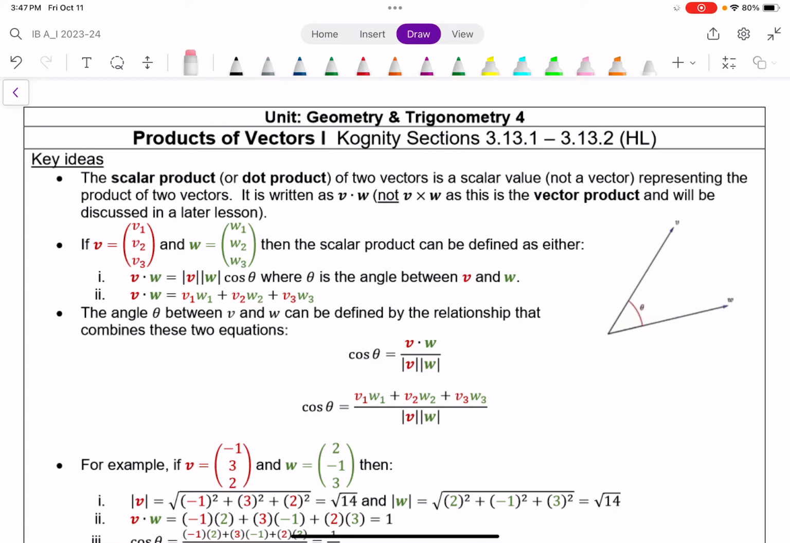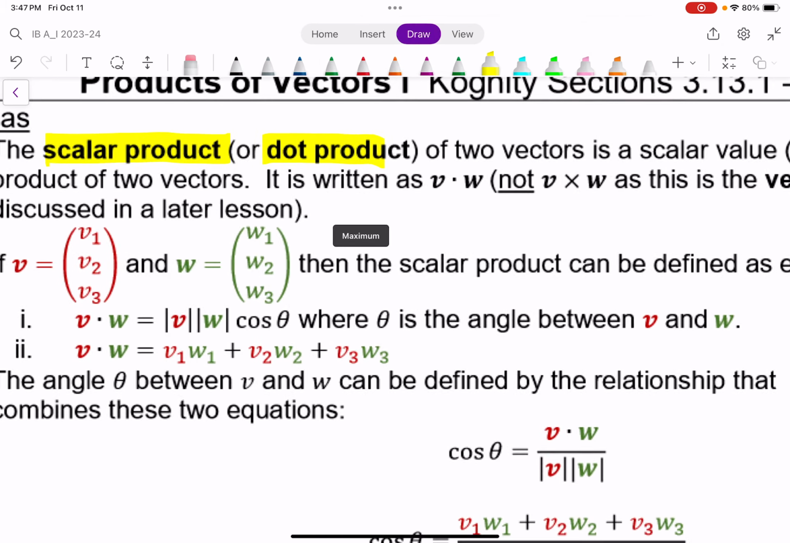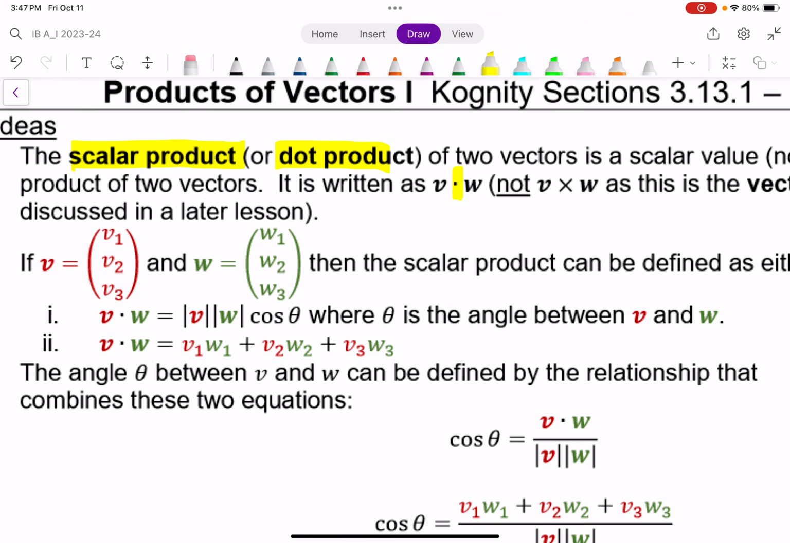All right, so here's the first of two lessons looking at products of vectors. And essentially there's two types of ways we can multiply vectors. Today, for this lesson, I want to focus on what we call a scalar product, or the dot product. That's denoted with a dot. And this represents a value that will be a scalar.